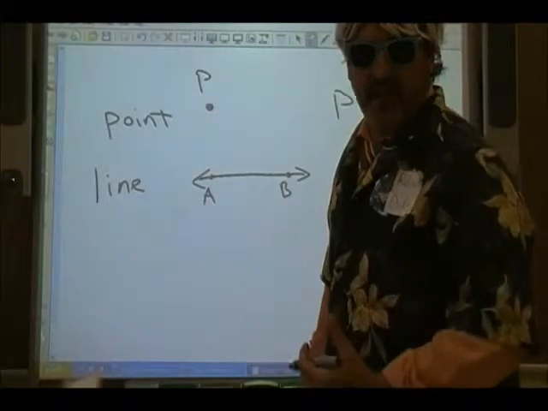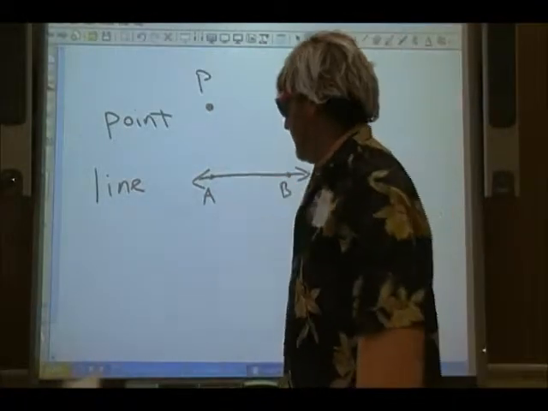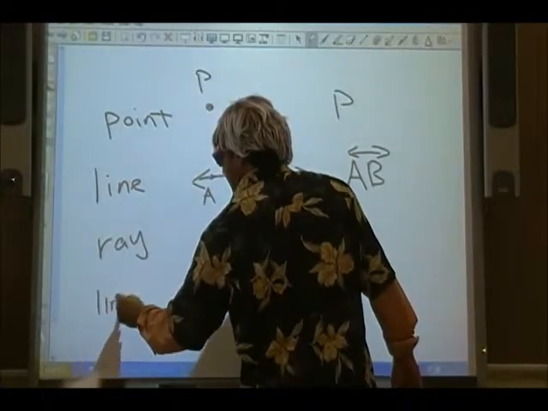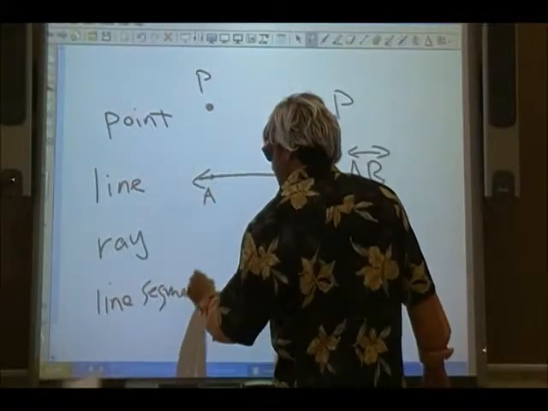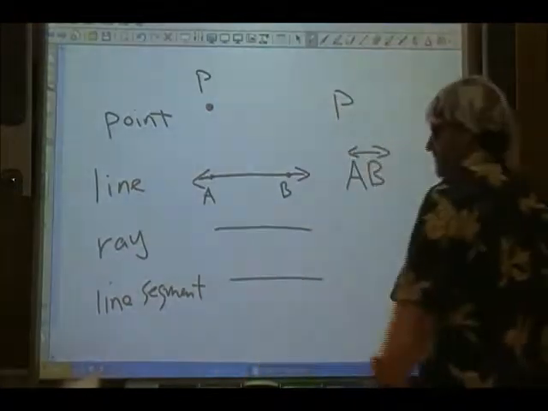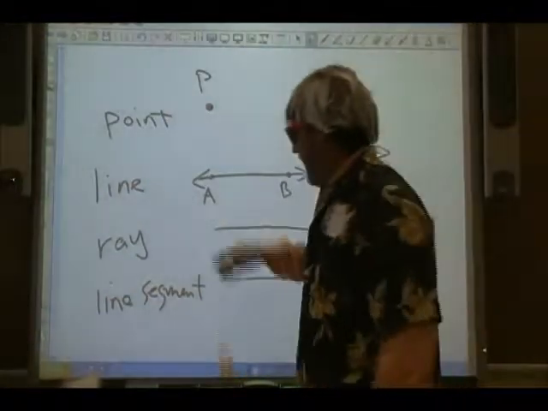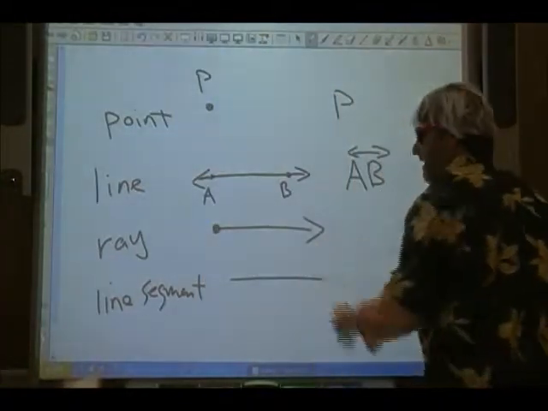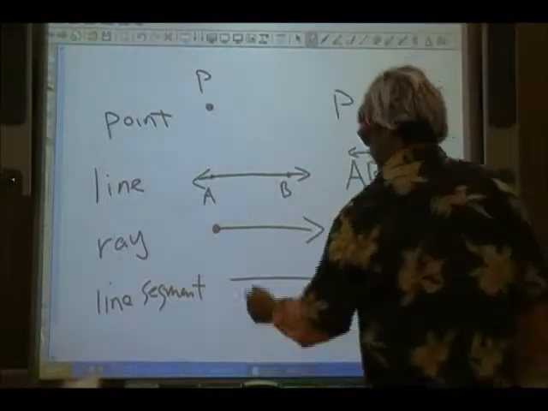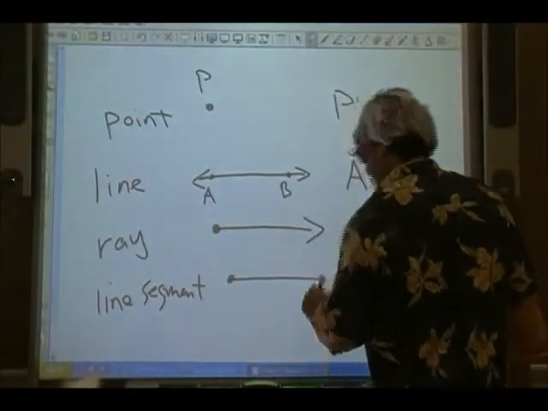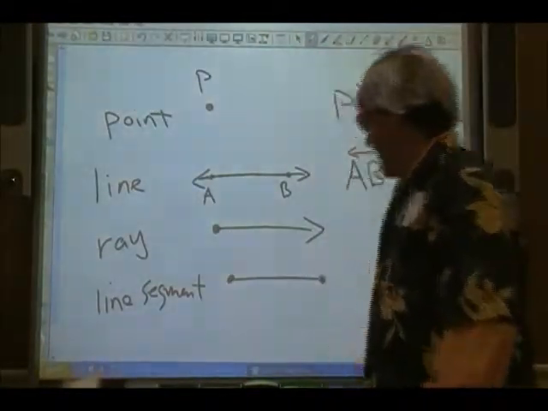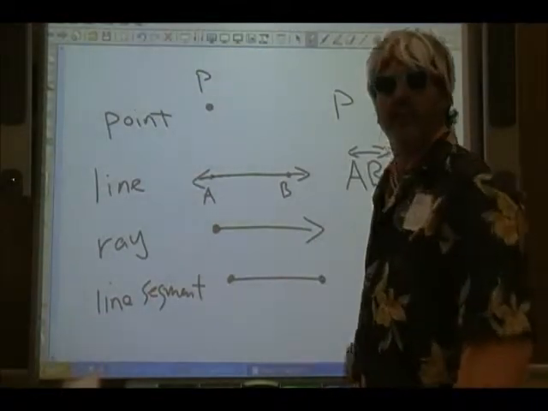Now, we can have part of a line. There's 2 things that are part of a line. One is called a ray, and one is called a line segment. These are part of a line, just a section of a line. The difference is the ray starts at one point and continues forever. And the line segment is just a piece of the line. It has 2 endpoints, a beginning and an end. That's the difference. They're both part of a line.